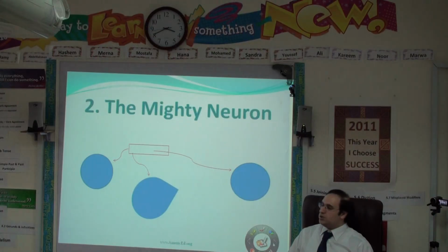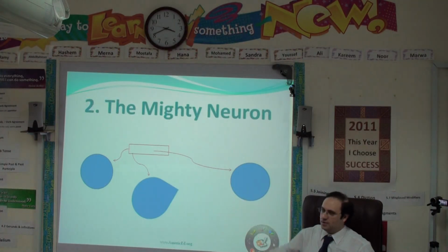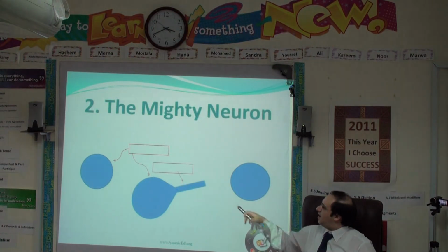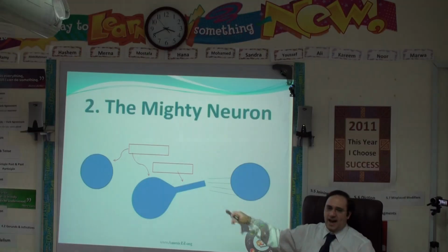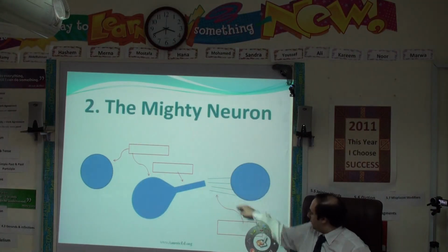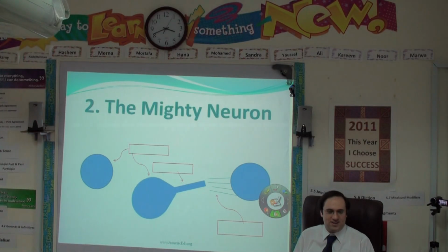This is how the neuron looks like. These little things are called neurons. Write it down, the box. And this little thing here is called axon. Write it down. And these little fellas here are called dendrites. Dendrites. Excellent. Write it down.